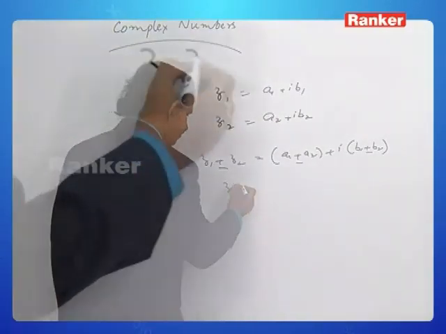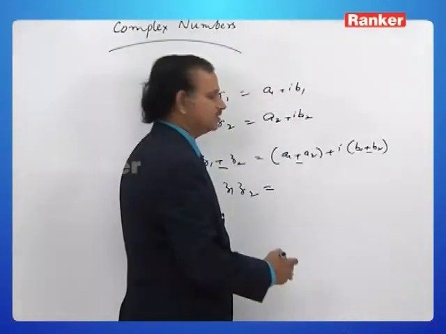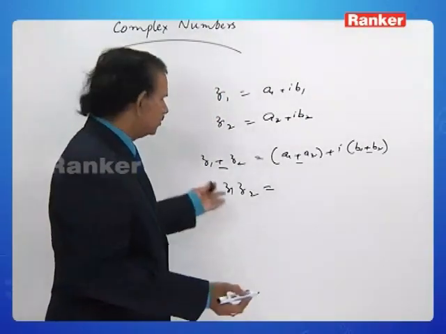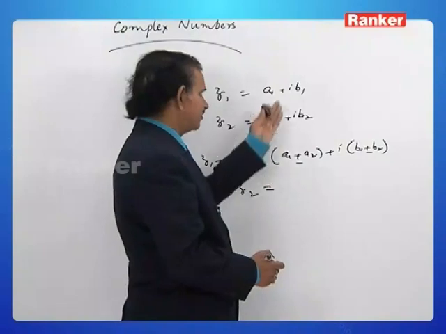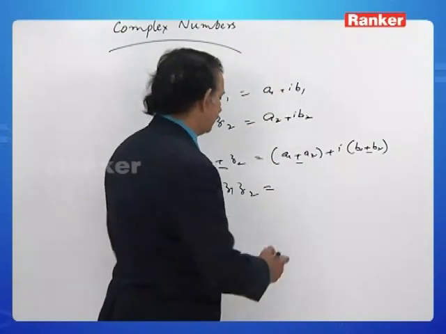Again, what is z1 z2? You can think of it as usual multiplication. Multiply these two: a1, a2.